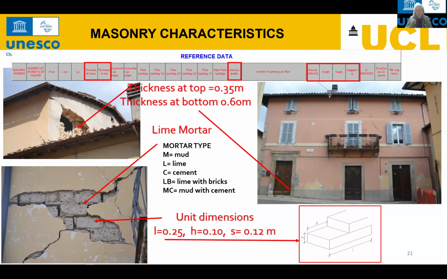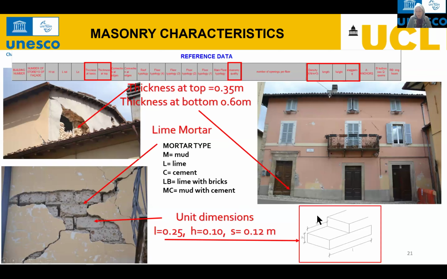The next step is to identify the masonry characteristics and the thickness of the walls, because again, we need to determine the mass. So we can easily see the thickness at the bottom, usually from open entrances. It might be more difficult to determine the thickness at the top unless we can enter the building. But again, it can be done through looking through a particular opening.